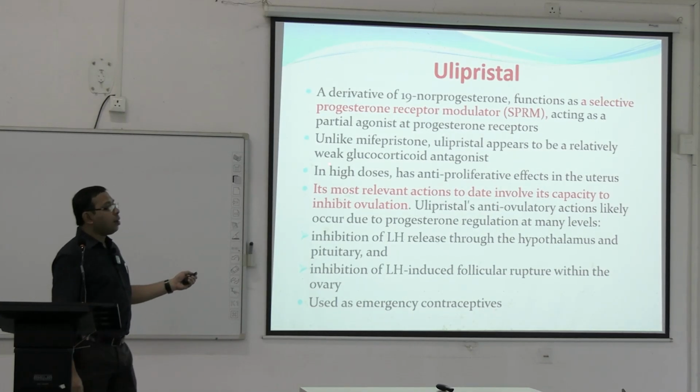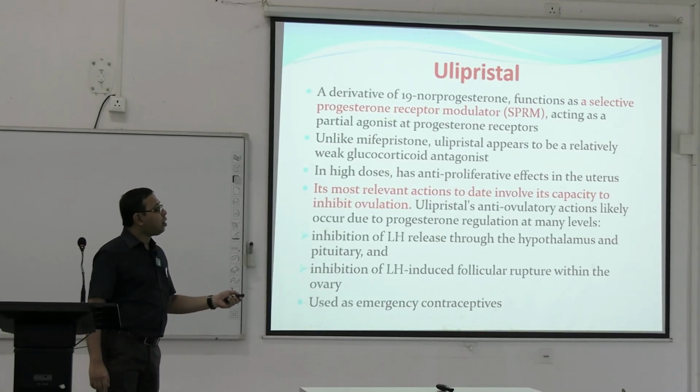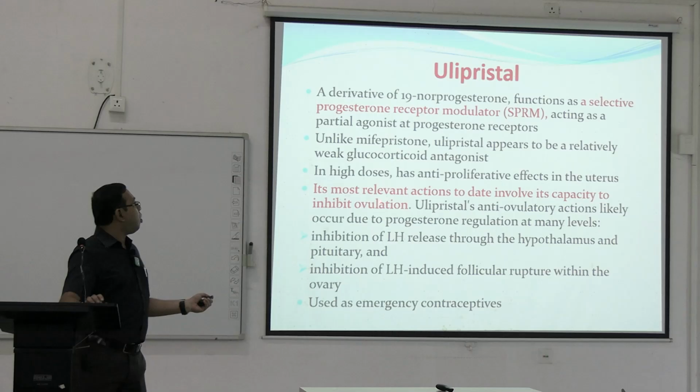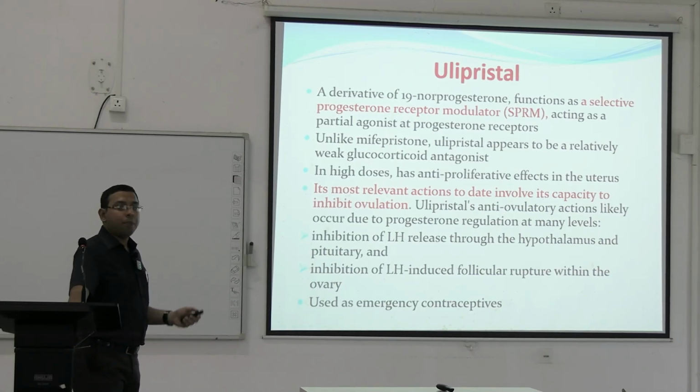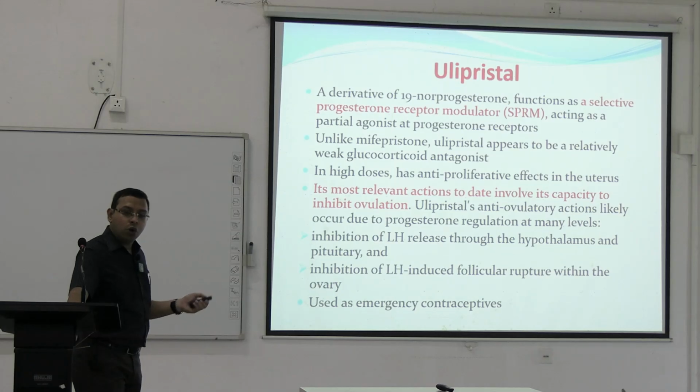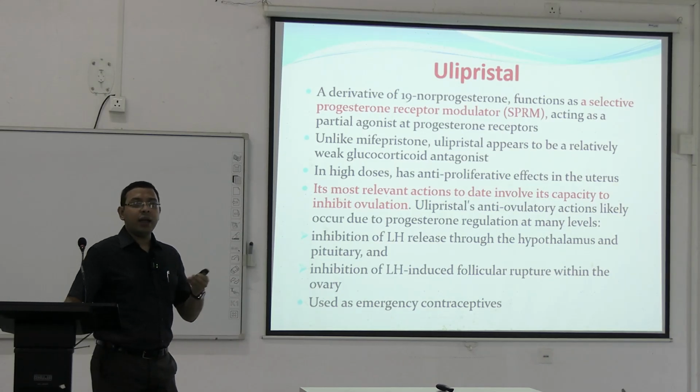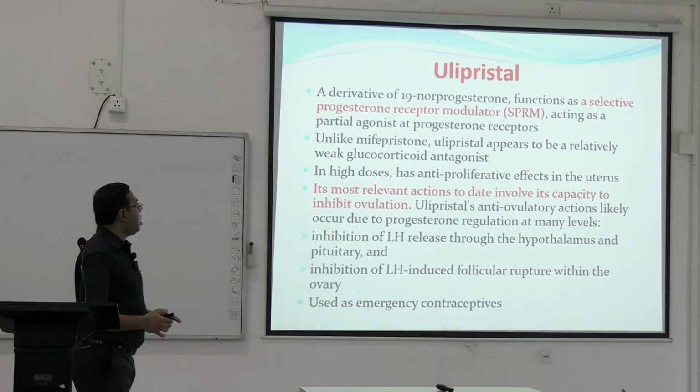It appears to be a relatively weak glucocorticoid antagonist. High doses have an anti-proliferative effect in the uterus. Its most relevant actions to date involve its capacity to inhibit ovulation. So mainly ulipristal is used as an anti-ovulatory agent to inhibit ovulation.